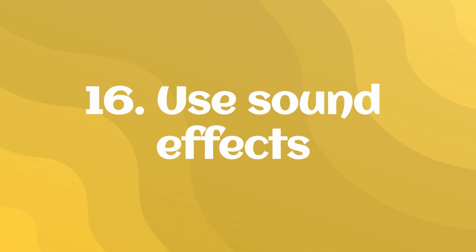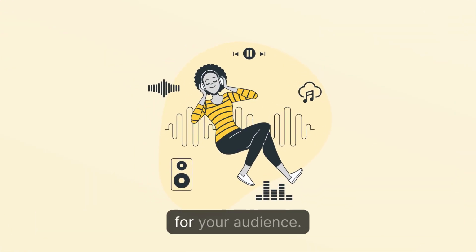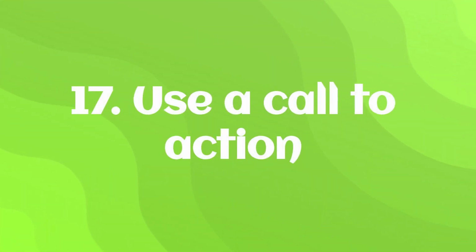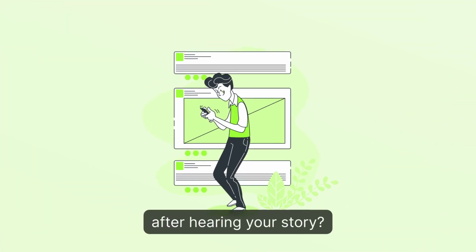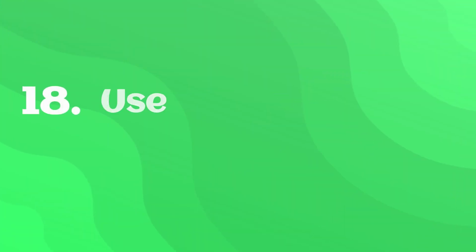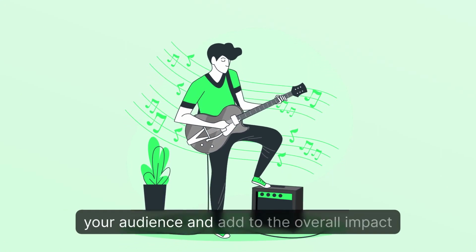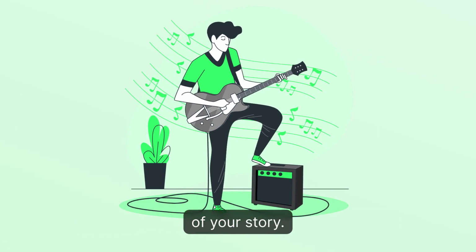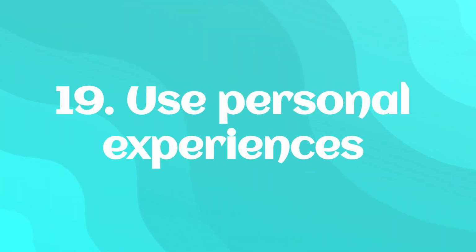16. Use sound effects. Sound effects can create a more immersive experience for your audience. 17. Use a call to action. What do you want your audience to do after hearing your story? Include a clear call to action. 18. Use suspenseful music. Music can help create an emotional response in your audience and add to the overall impact of your story.